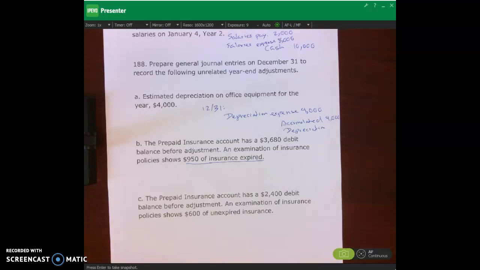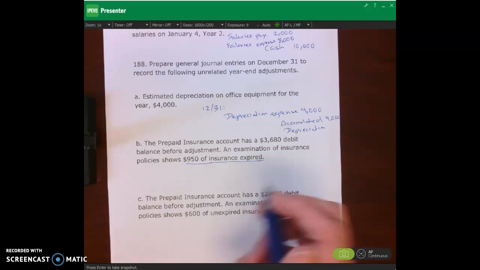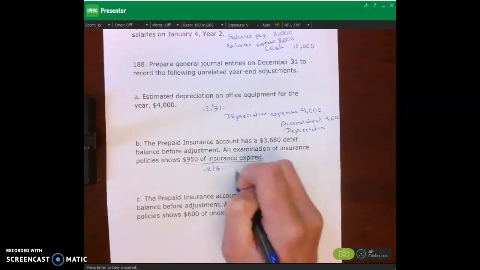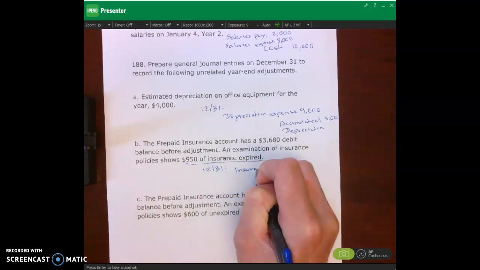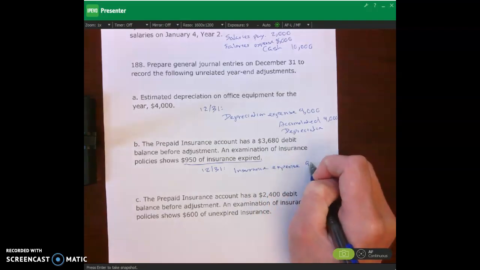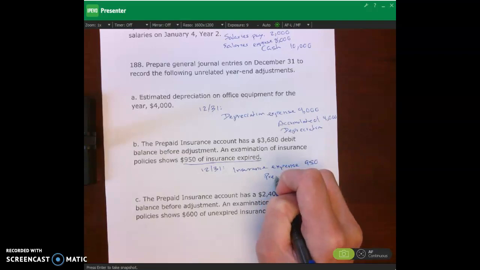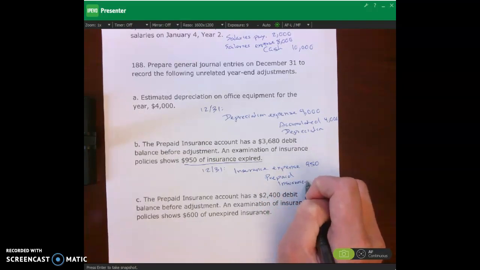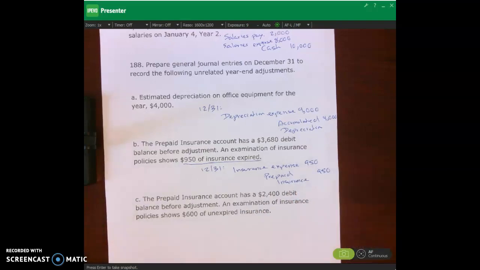Just like what we did in some of those prior lecture videos with insurance expense. When the insurance policy expired, we debited the expense and then we credited the prepaid asset or the prepaid expense. Okay? So debit insurance expense, credit prepaid insurance. And that will be our journal entry right over here. 12/31, debit insurance expense. In this case, I'm telling you how much it is, $950. And then credit prepaid insurance for $950. That's our journal entry.